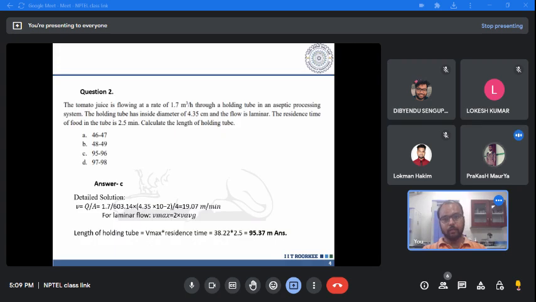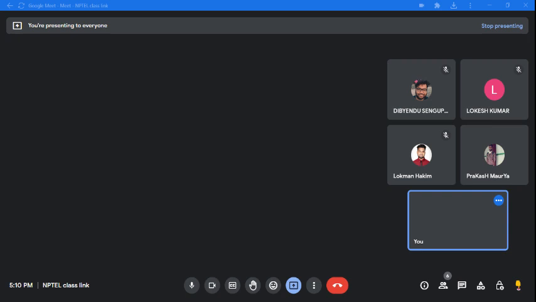And by that formula, the length of the holding tube, when you know Vmax, will be Vmax into residence time. So Vmax you got, Vmax is 2 into average, that is 19.07. If you multiply 2 into 19.07, it will be 38.14. Then the length of the holding tube will be Vmax into residence time.